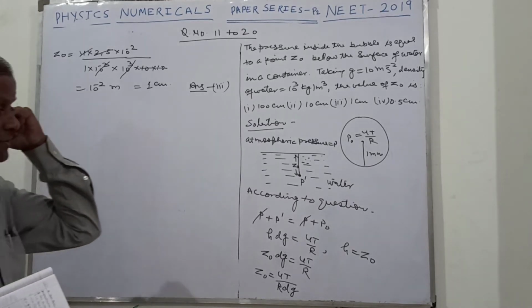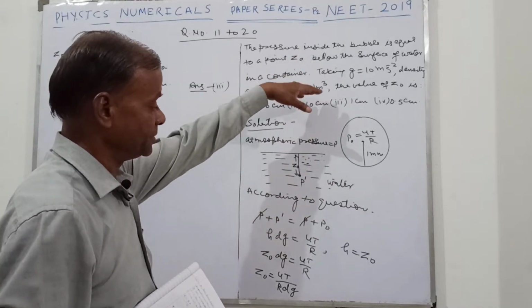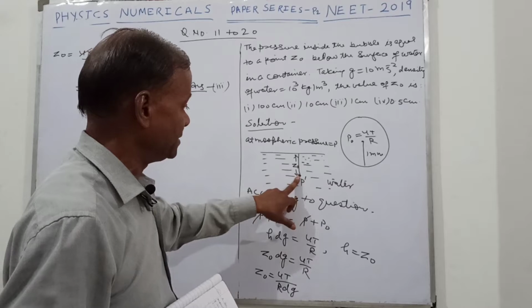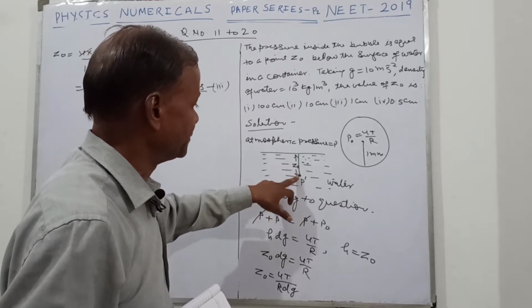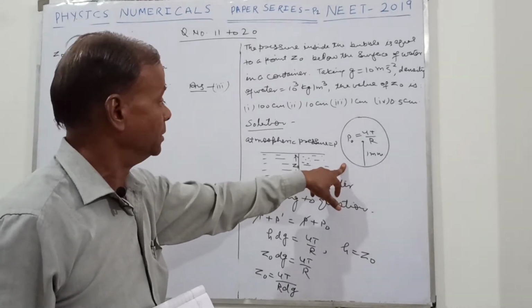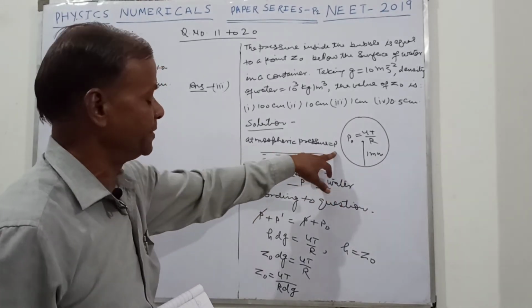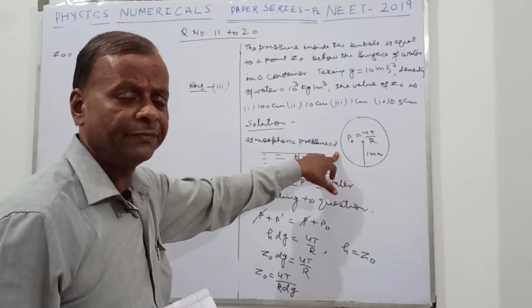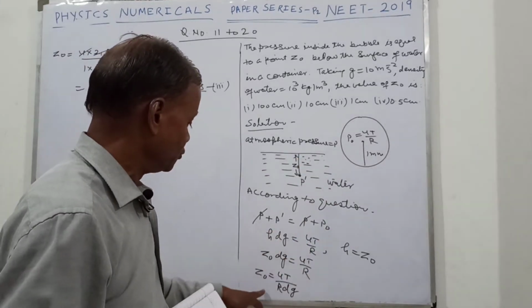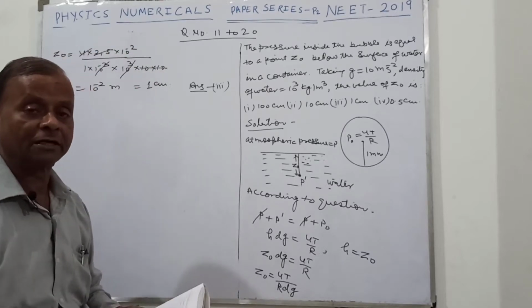So you just have to equalize according to the given condition in the question, that the pressure at this point, at this depth Z naught, is equal to the pressure inside the bubble, and also you consider the atmospheric pressure. If you do not consider it, it makes no difference because this will cancel from both sides. So we have to find the value of Z naught directly.